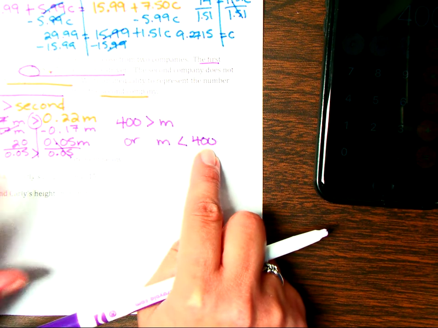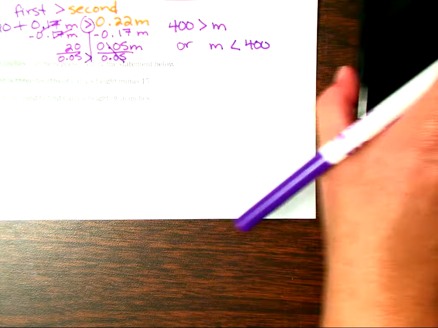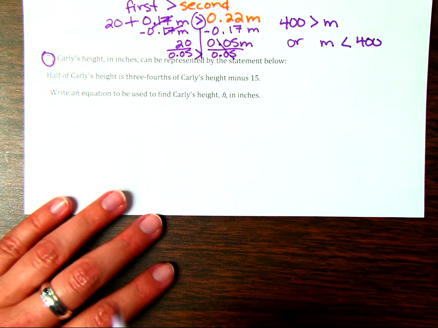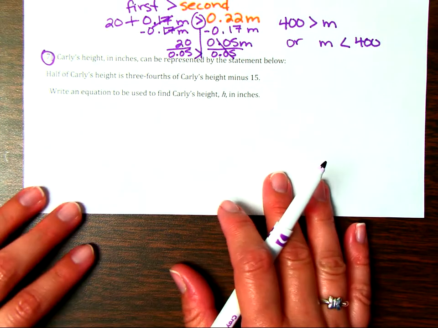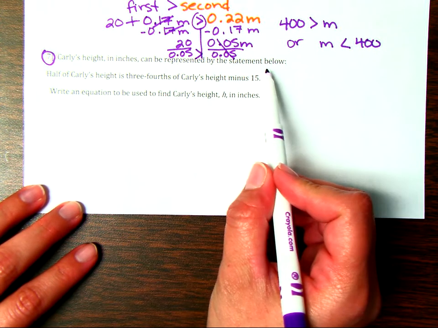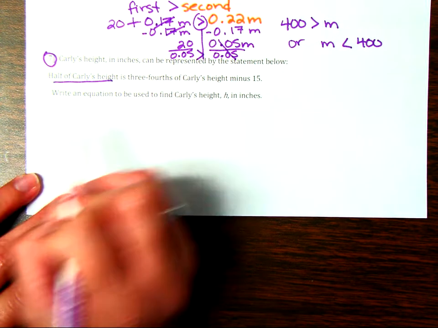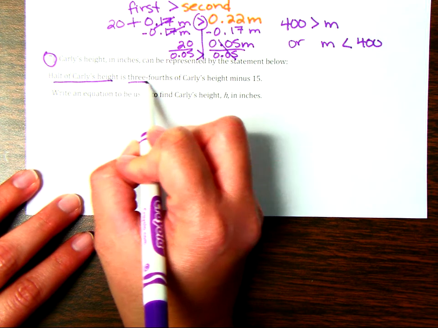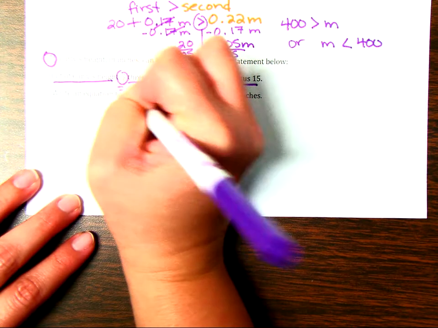All right, the last one we're not going to solve. Again, if you'd like to pause the video, or we're actually ending with this, and you want to reach out to your teacher to see if you got it correct, that would be great practice. So it says Carly's height in inches can be represented by the statement below. So they're giving us a little riddle. Half of Carly's height is 3/4 of Carly's height minus 15. Is your key word right there for equal to.